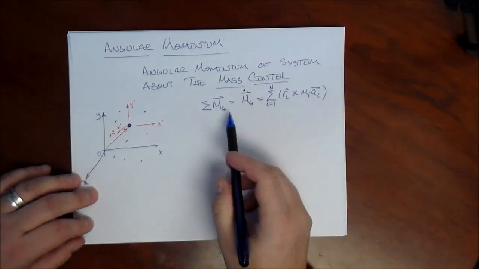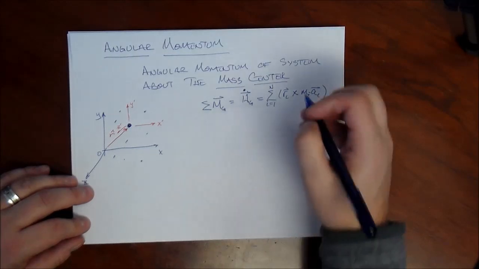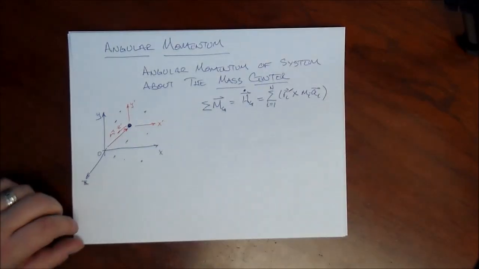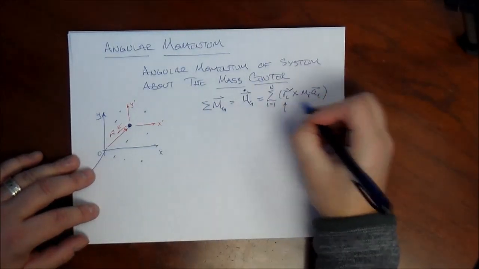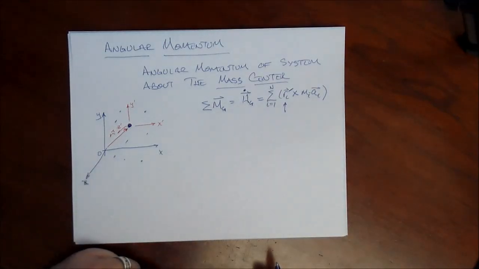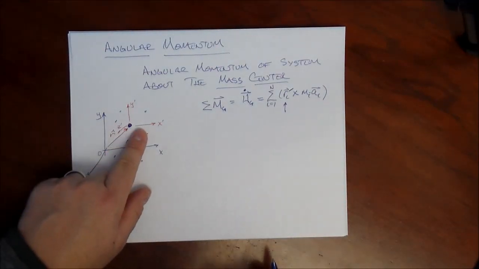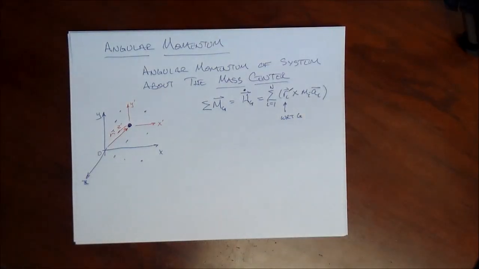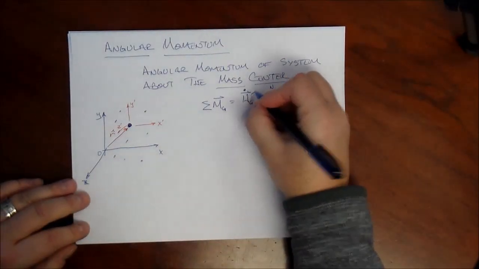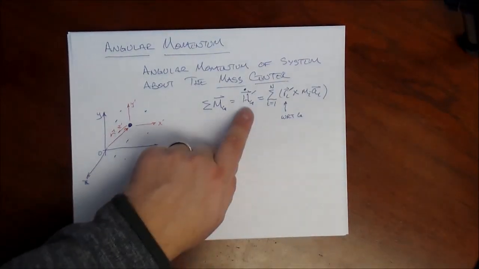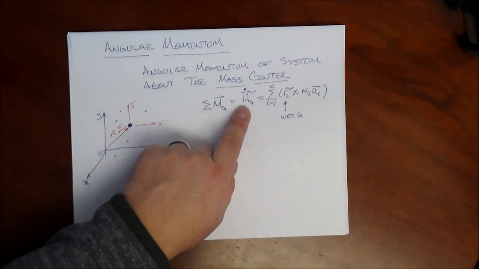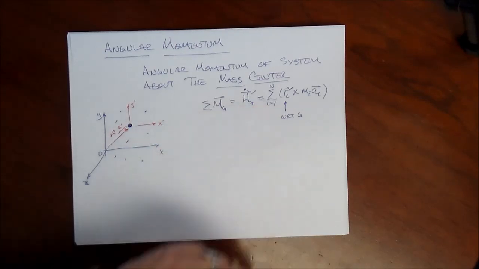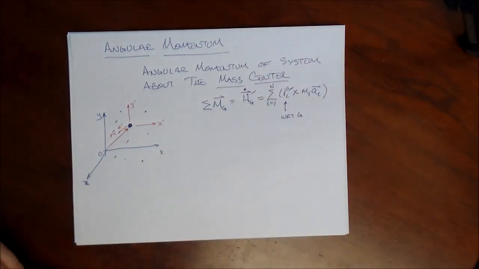Now, the important thing is I'm doing this with respect to G, so I'm going to put a prime on that r sub i. This indicates that that position vector is written with respect to this new reference frame, so with respect to G, the mass center. And so I'll also put a prime on that just to indicate that we are taking this moment with respect to the reference frame attached to the mass center.